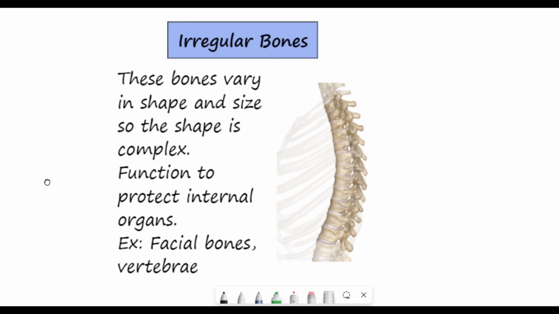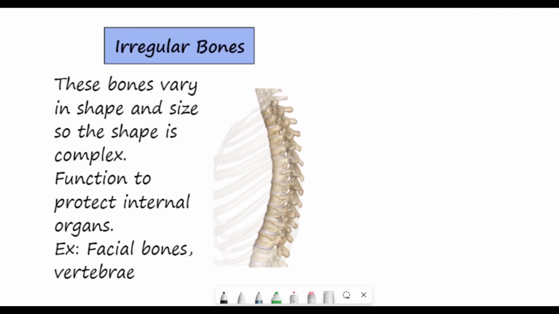And then the next, I believe, is irregular bones. These bones don't really have a pattern, right? So they're going to vary in shape and size. So it's more so complex. There's no real way to define it in terms of long or short or flat. So they just call it irregular, pretty short, sweet. They function to protect internal organs as well.